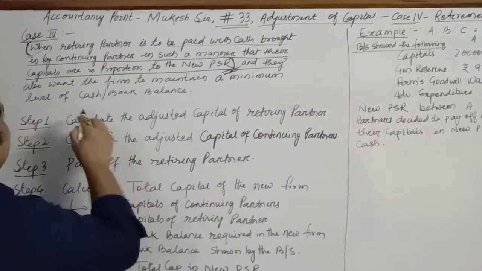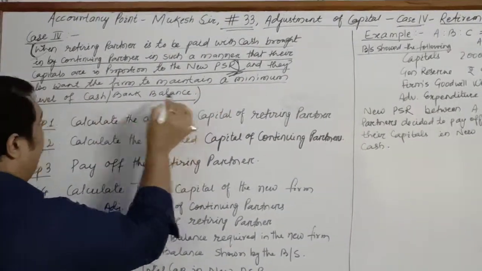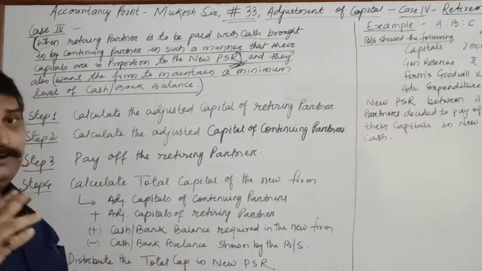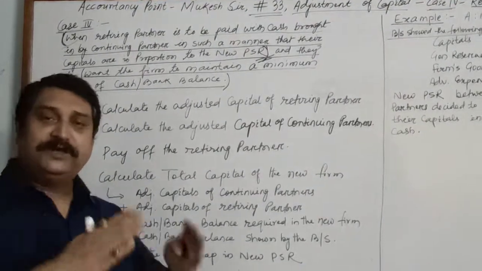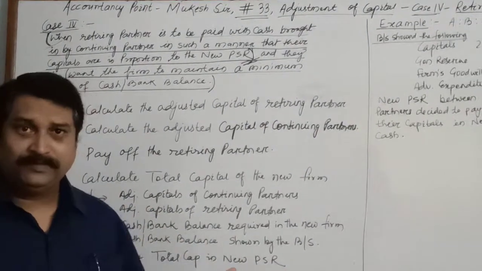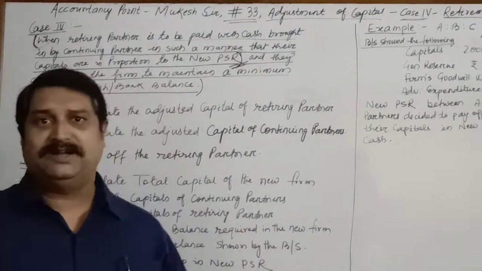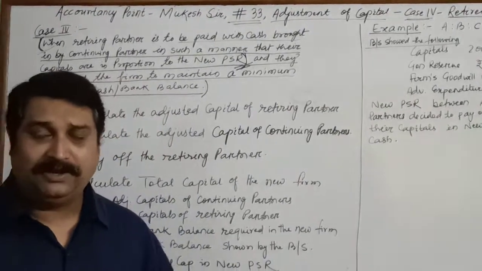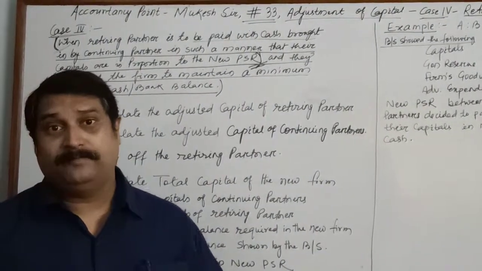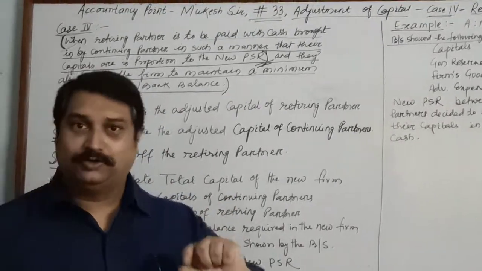The only addition is that they also want the firm to maintain a minimum level of cash or bank balance. So this is an addition. That means this is a combination of two things. The first part is based on your case 3 where the retiring partner is to be paid off, and whatever amount is required to pay him off will be brought in by the continuing partners. They also want to readjust their capital in the new PSR. So till here it was case 3. They also want to maintain a minimum cash or bank balance. So this is an addition to case 3.